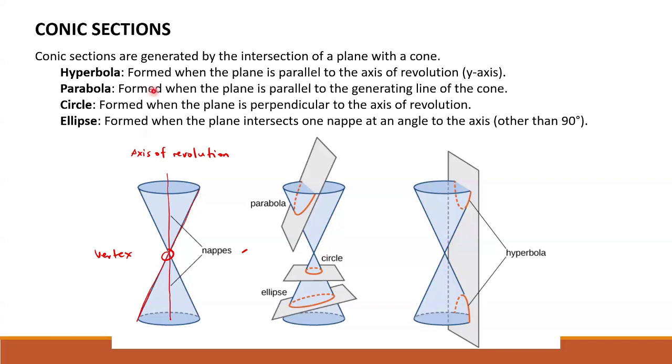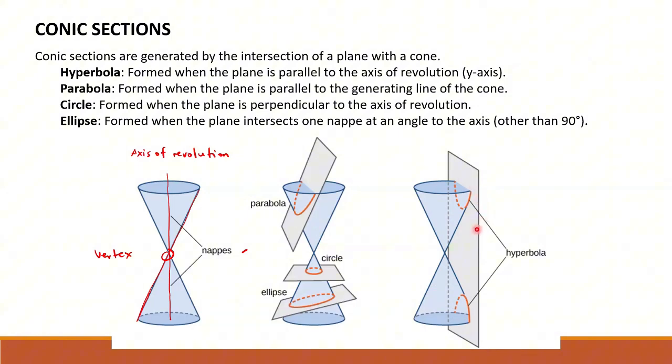So first, dun muna tayo sa hyperbola. Hyperbola is formed when the plane is parallel to the axis of revolution. Yung ating axis of revolution is just standing upright. Okay? So diretso lang siya nakatayo. Tapos nakikita niyo yung plane natin, diretso lang din siya nakatayo. So pag na-intersect niya yung dalawang cone, laging dalawa yung na-intersect niya na cone pagdating sa hyperbola.